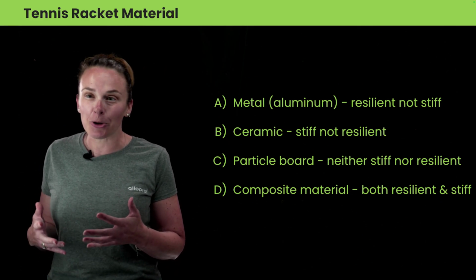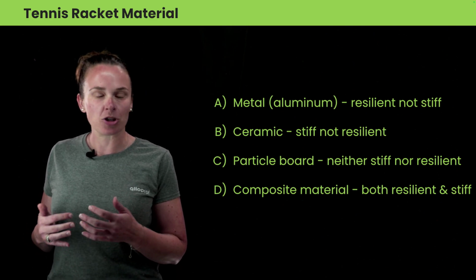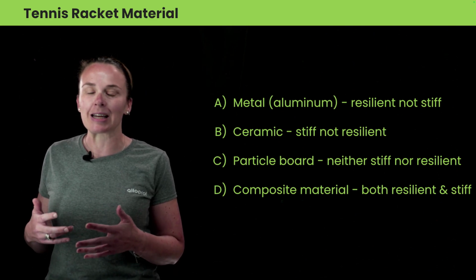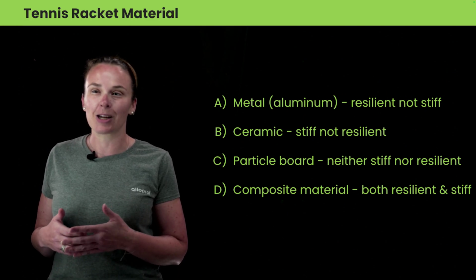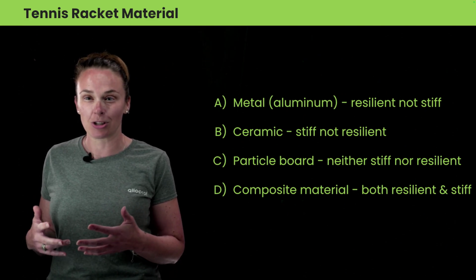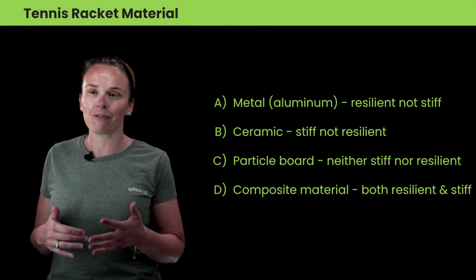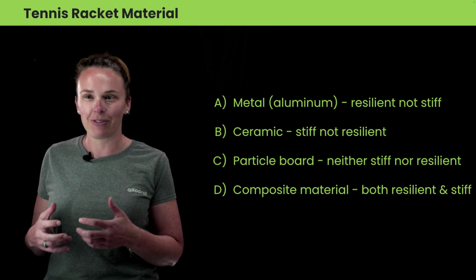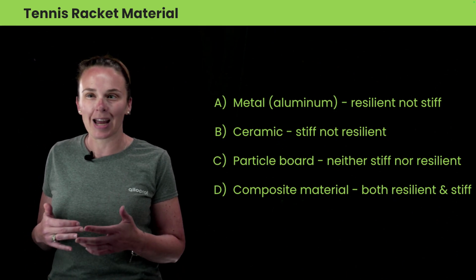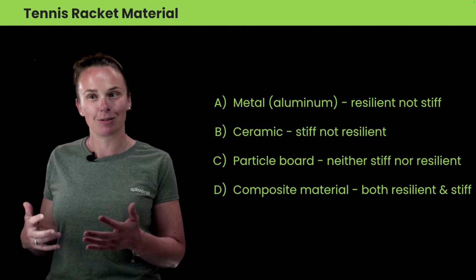Particle board is a kind of material that's more on the cheap side. So it is not exactly stiff or resilient. It can withstand some force, but it is not the most ideal substance or material to use. And lastly, we have our composite material, which is both stiff and resilient, that carbon fiber. And so it can withstand those hits from that tennis ball. So obviously the better choice.